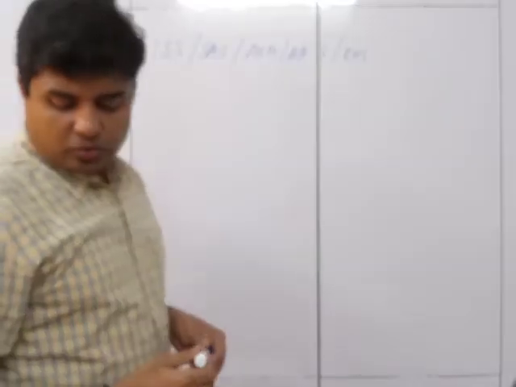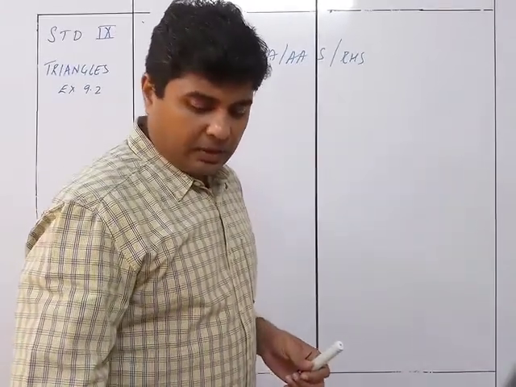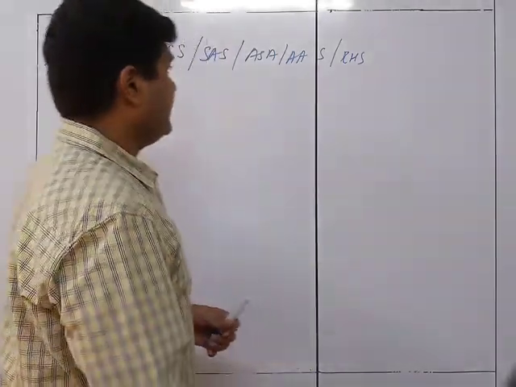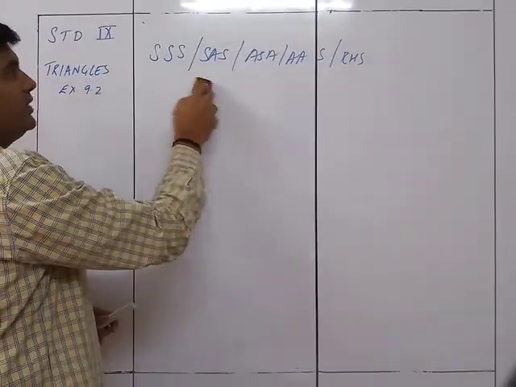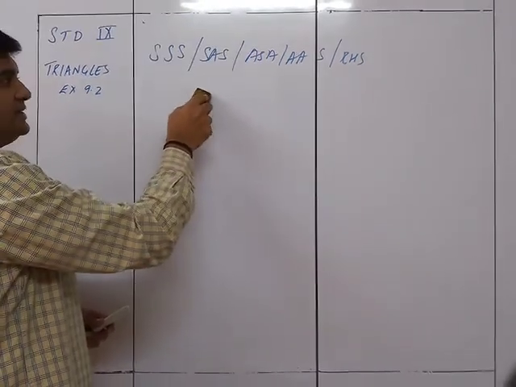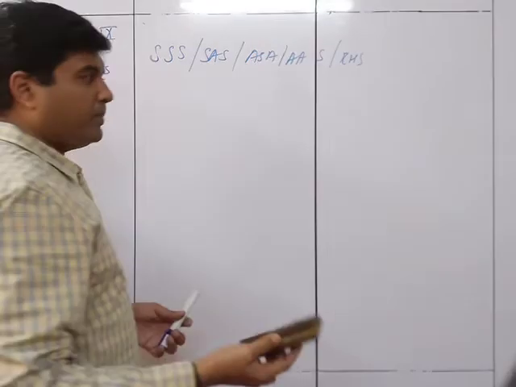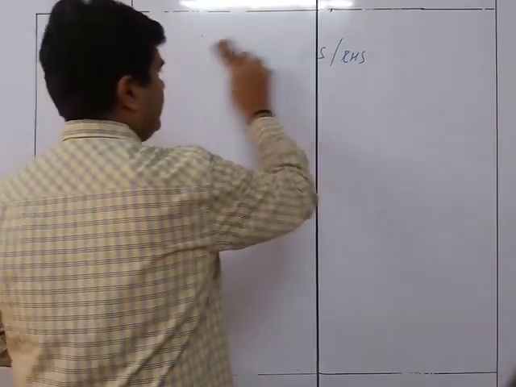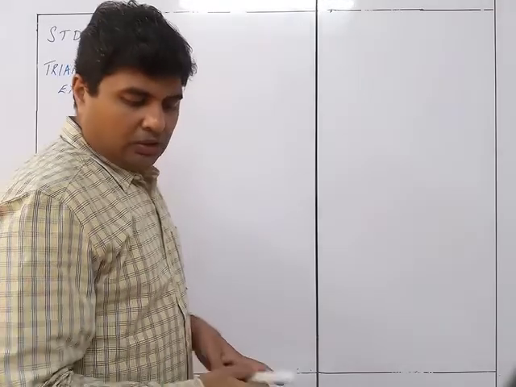Now we move on to exercise 2 of this chapter. As such it will be related to these questions, because the first exercise was based on SSS and SAS, and they have given that the next one will be based on this and a mixed one. So we'll have the next exercise, that is exercise 2.